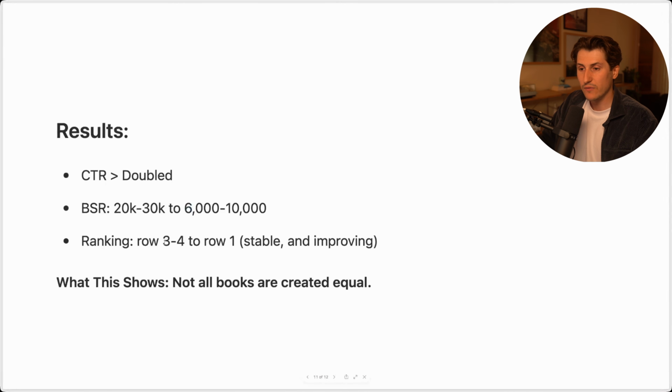The ranking went from rows 3 or 4 of my main keyword and slowly dropping to now row 1, extremely stable. It actually looks like it's going to be improving even more and start to rank up in the first 2 to 3 spots. And it's currently making around $200 a day on average, maybe a bit more in some days. And what I'm just trying to show here is that not all books are created equal.